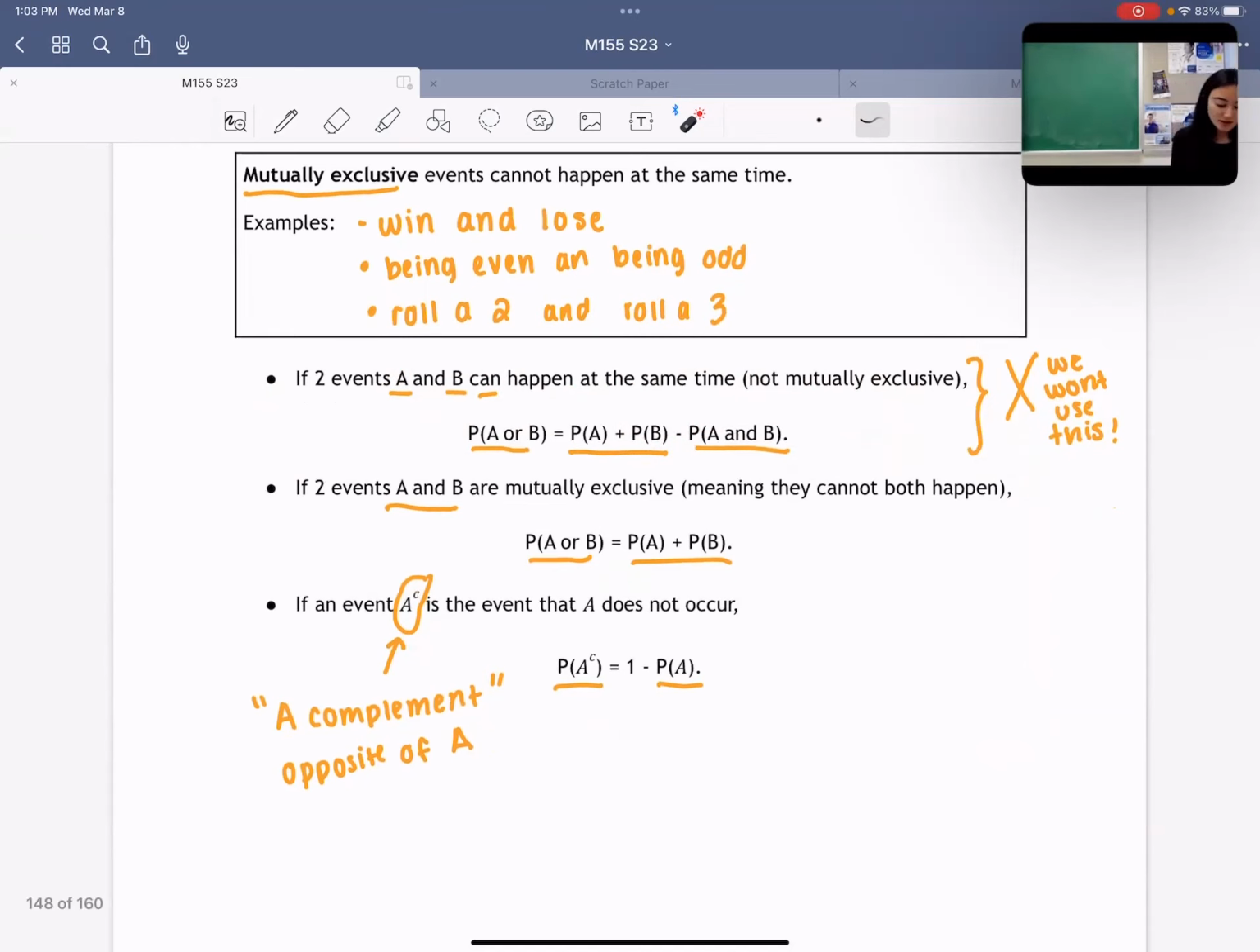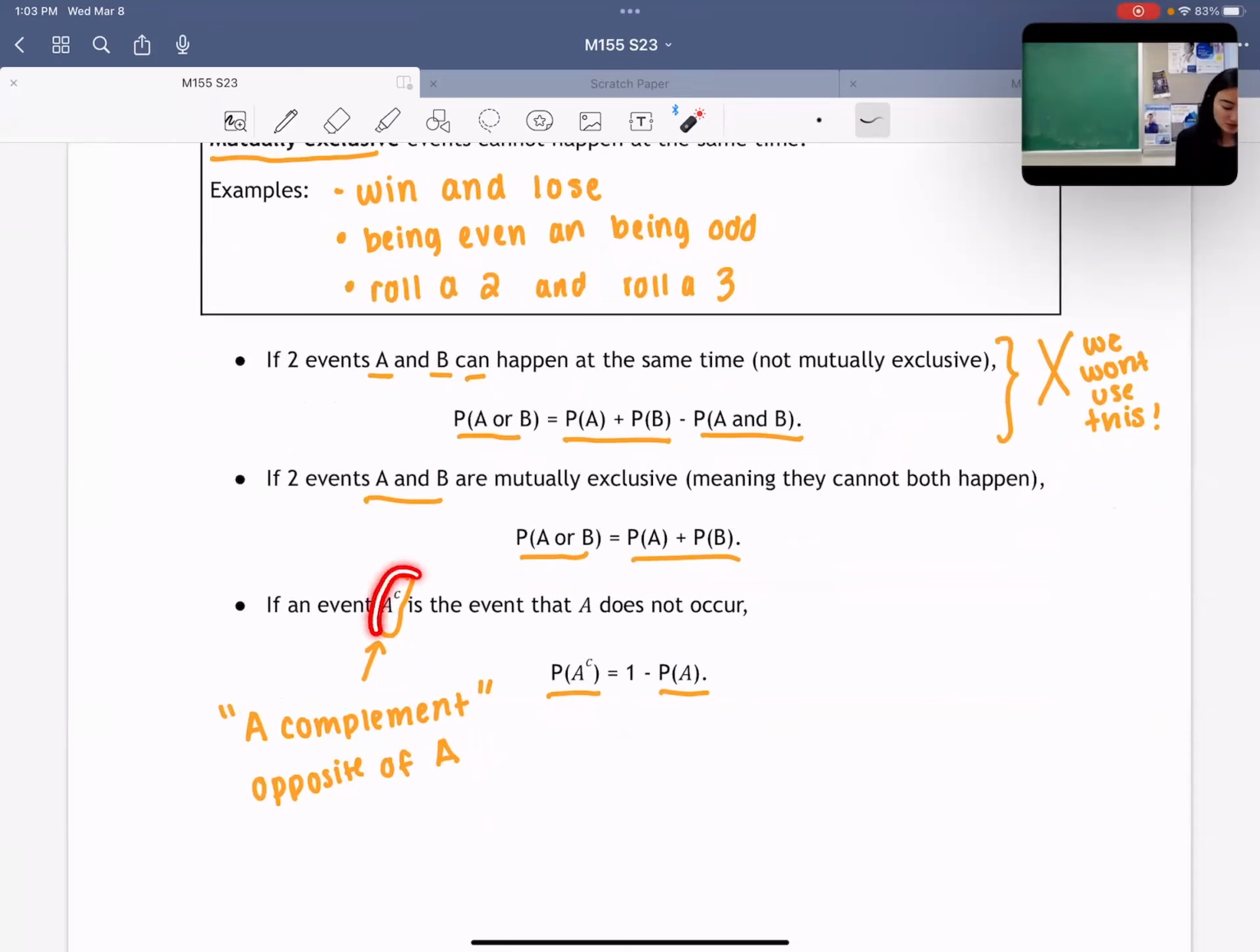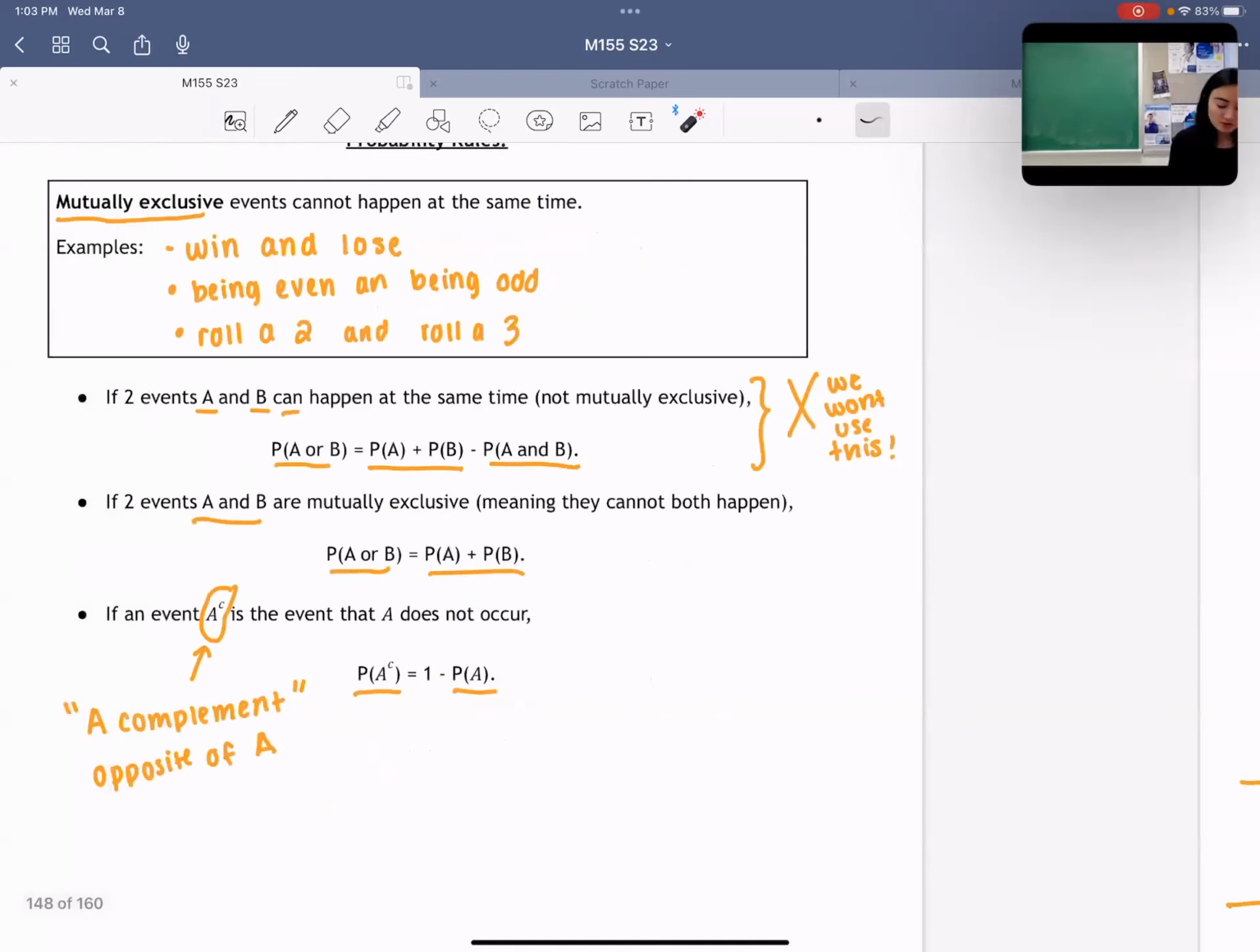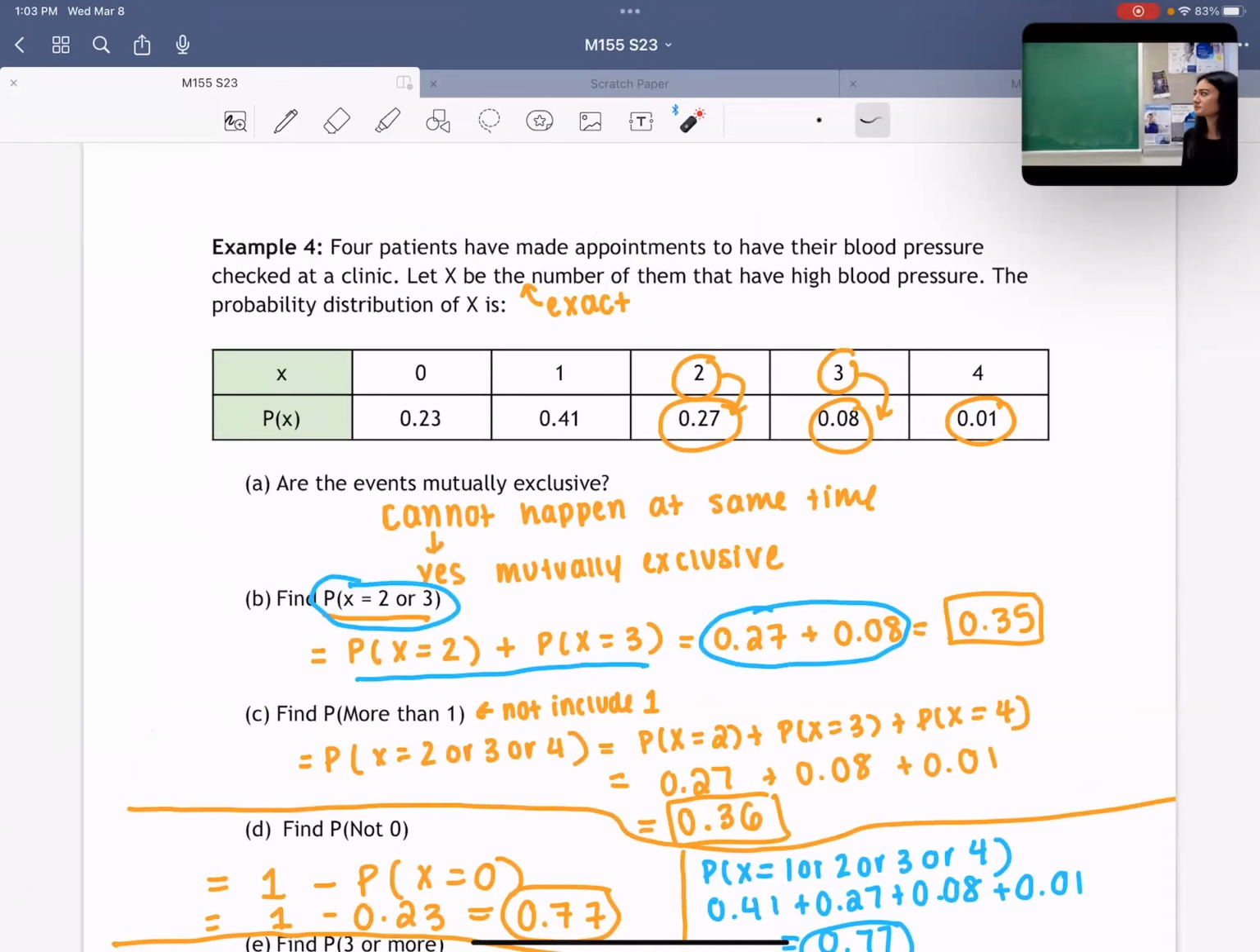And then we had the third rule that had this weird symbol, A^C. We read it as a complement. And what that means is it's just the opposite of whatever we're interested in. If we want to find the probability of the opposite thing happening, we take the number 1 and subtract the probability of the other thing happening, okay? So the rules look weird, but once you put them into practice, it's pretty easy, okay?